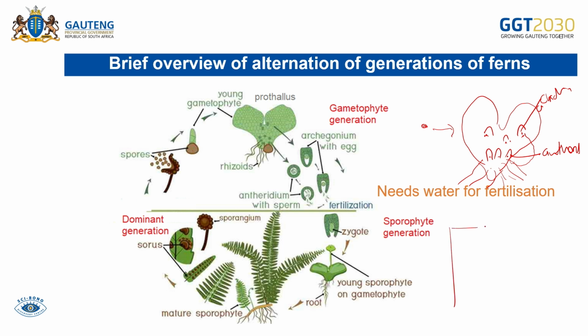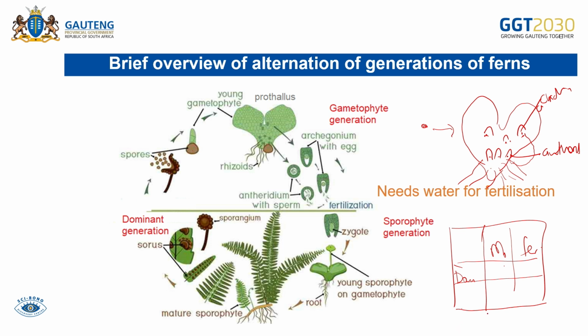So you make a comparative table like this, right? You're going to put here moss, and you're going to put fern, then you're going to put dominant generation. In the moss, it's the gametophyte. In the fern, it's the sporophyte. Is there alternation of generation? Yes, yes.